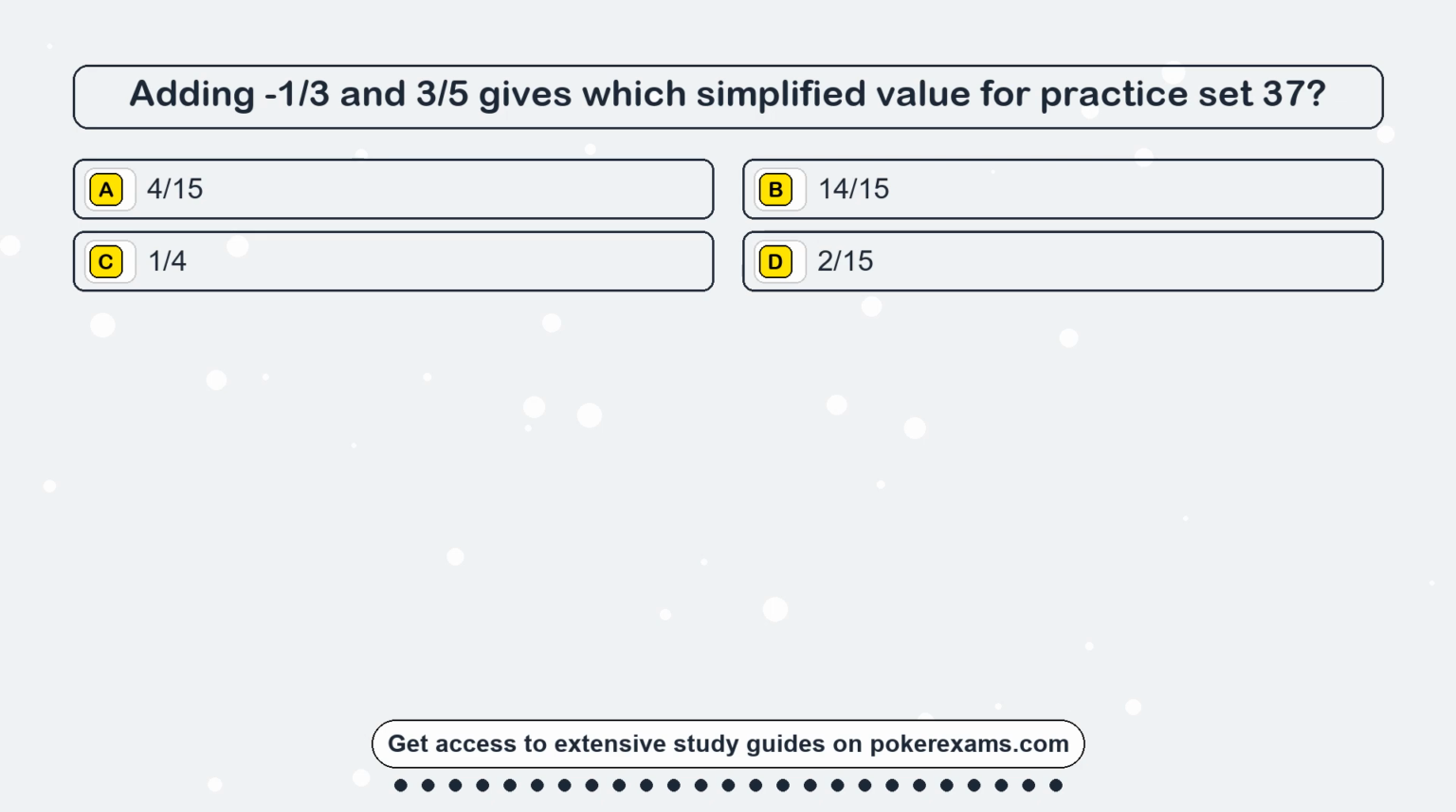Question 1. Adding -1/3 and 3/5 gives which simplified value for practice set 37? Option A 4/15. Option B 14/15. Option C 1/4. Option D 2/15.